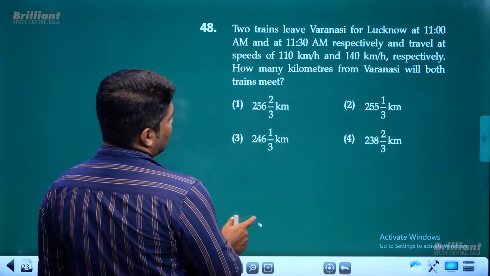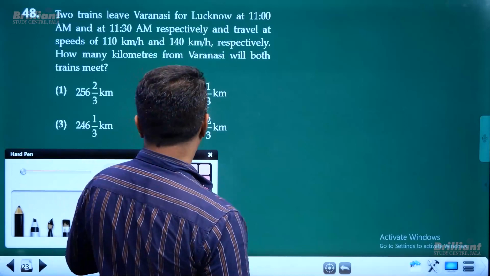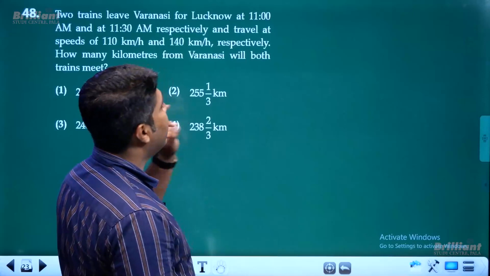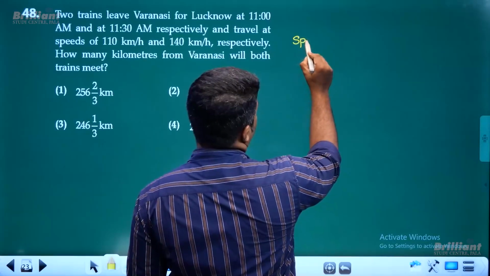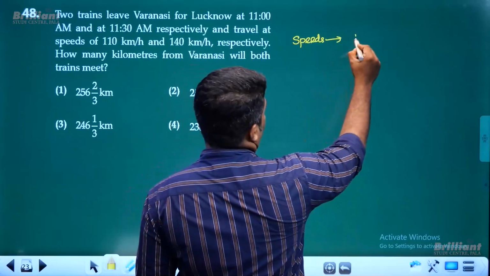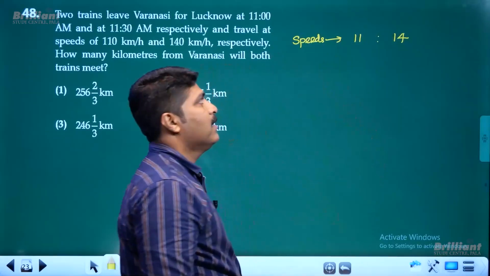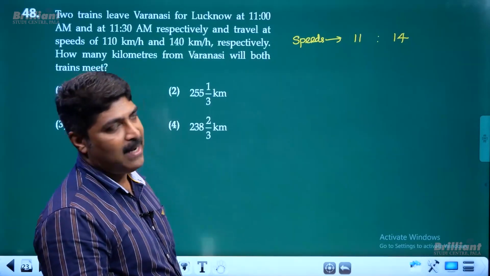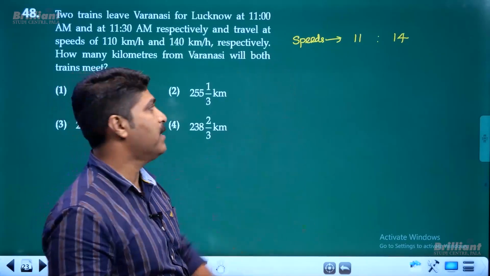So what is the trick behind such a question? How to solve it? There is a common method whenever you get a similar type of question. First of all, you have to write the ratio of their speeds. First train 110, second train 140. So the speeds we can write in the ratio form 11:14. Got it? 110 and 140. You just simply write 11:14.